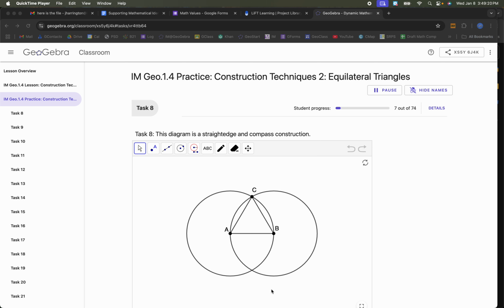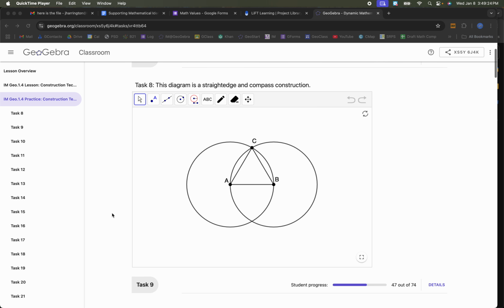Is 1.4 practice. All right, task 8. This diagram is a straight edge and compass construction. As we know, straight edge just means they used a ruler. They didn't measure stuff. They just used it to draw straight lines. And compass means they made some circles.